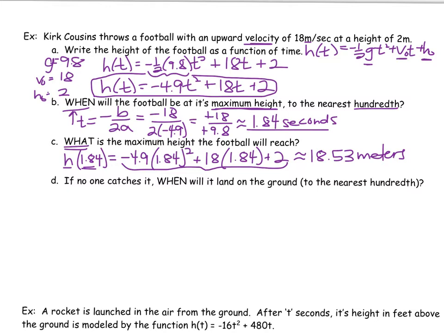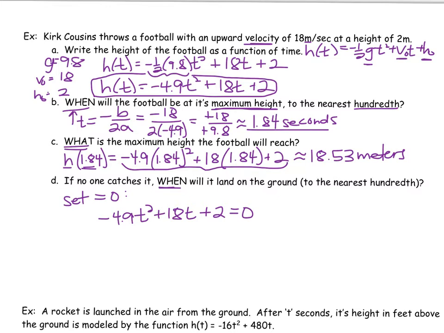If no one catches it, when will the ball land on the ground? Well, obviously somebody's going to catch it. That's clear. It's the Vikings. But anyway, if nobody caught it, when would it land on the ground? That means the height would be 0, so landing on the ground. So we'll set the equation equal to 0. We have negative 4.9 t squared plus 18t plus 2 equals 0.